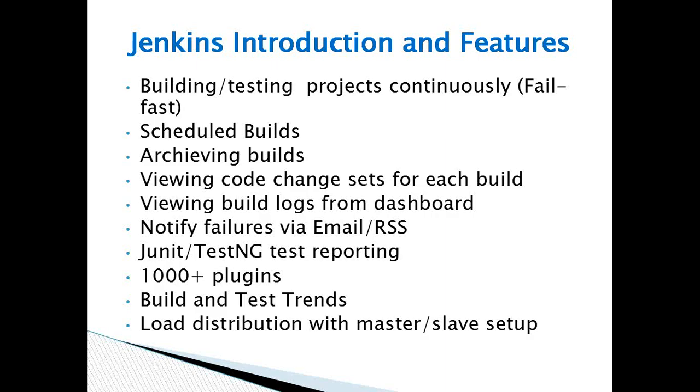Build failures can be notified via mails or RSS. Mostly people will configure mails. It also has the ability to publish test reports. By default it will publish JUnit kind of test reporting. If you are using a test framework different from JUnit, we need to install the corresponding plugin in the Jenkins system. We will see what a plugin is and how to install plugins in future sessions.